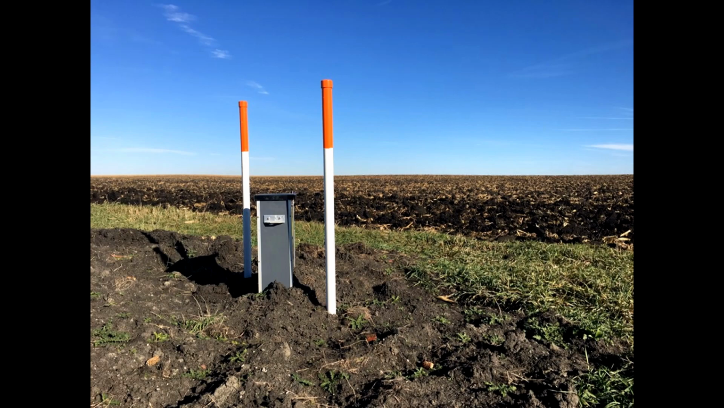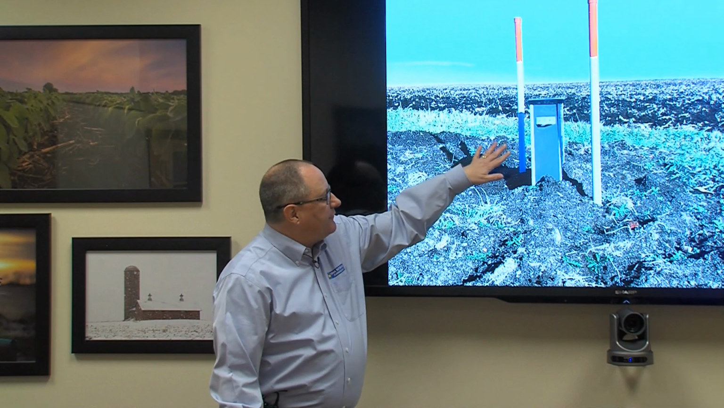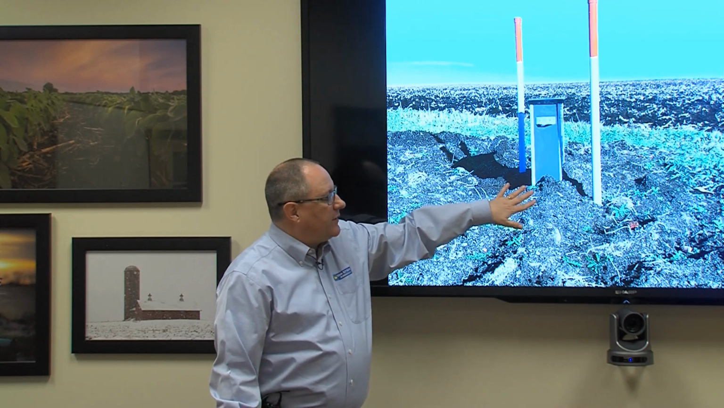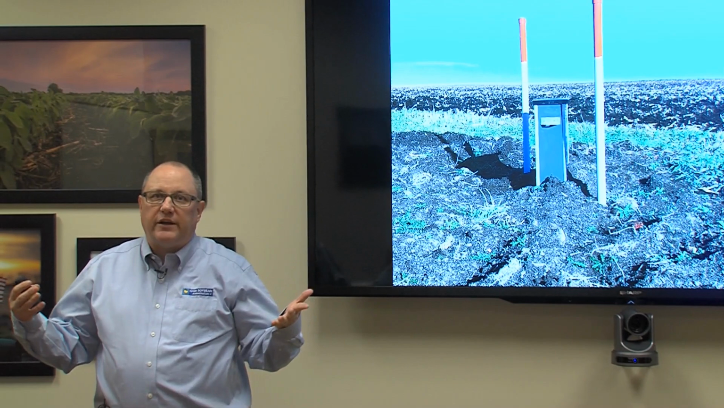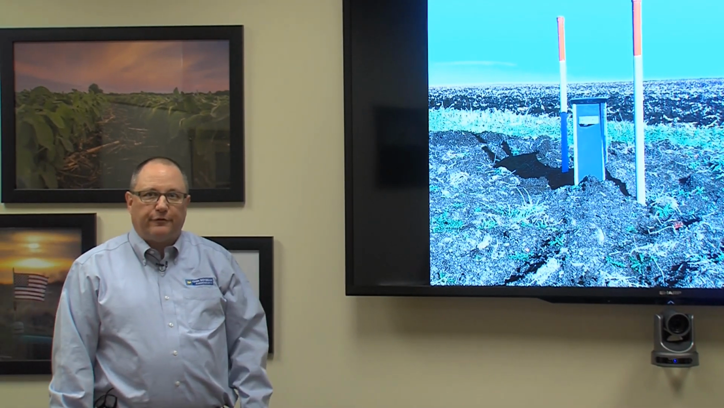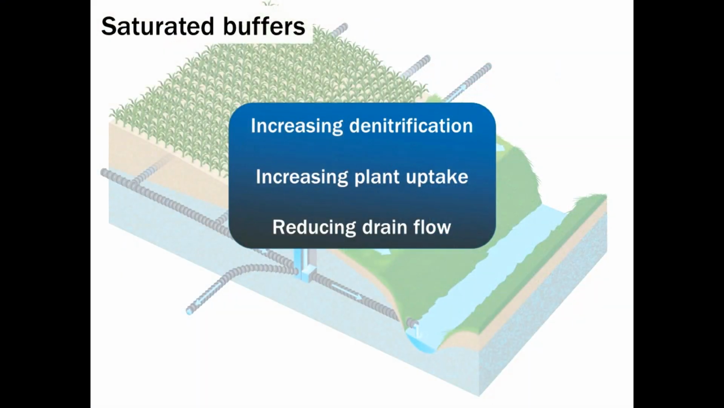So this is just a picture of a field with a saturated buffer, and again, water is coming down from the field. We intercept the main there, and then that control structure is moving water laterally into a distribution pipe within the buffer. And again, similar to what we see with wetlands, same types of processes going on. So the major form of nitrogen reduction is through denitrification.